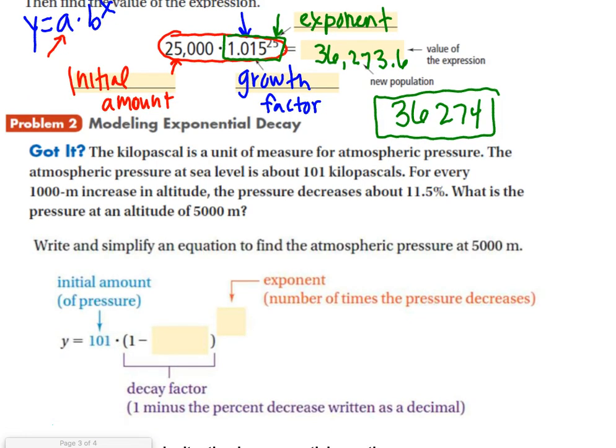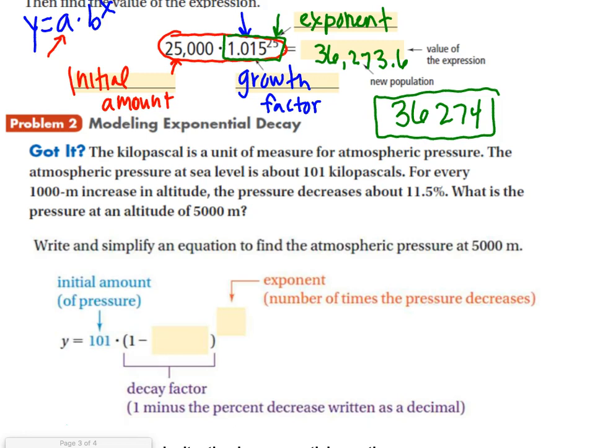Okay, now let's try an exponential decay problem. So it says the kilopascal is a unit of measure for atmospheric pressure. The atmospheric pressure at sea level is about 101 kilopascals. For every 1,000 meter increase in altitude, the pressure decreases about 11.5%. What is the pressure at an altitude of 5,000 meters? So I know it's a word problem, it's kind of hard to understand, but we're just filling in right now, so it's kind of breaking it down for us.